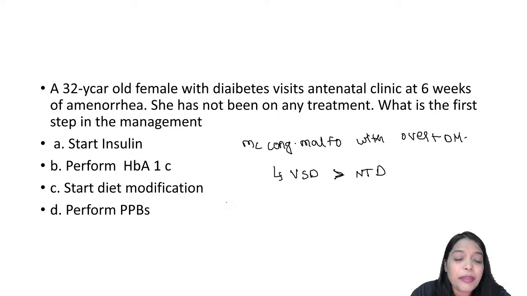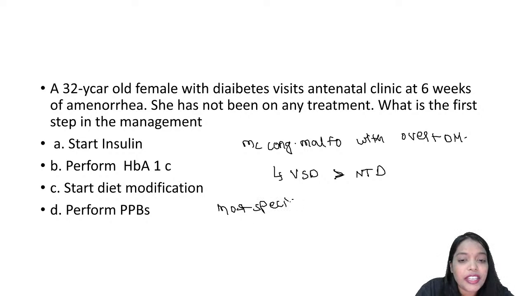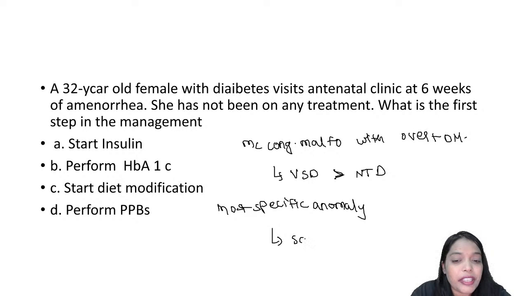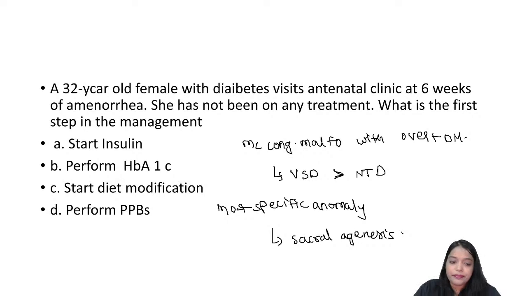When will your answer be sacral agenesis, correct? When my question is the most specific anomaly associated with overt diabetes, then your answer should be sacral agenesis, right?